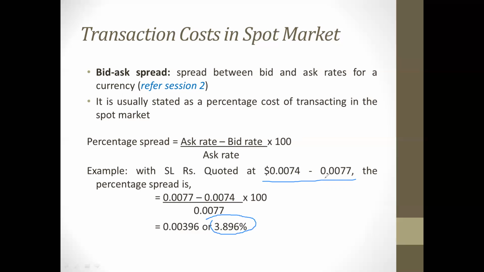So that's a simple explanation, right? They are buying at 74 and they are selling at 77. So your profit margin is nearly 3.9%, right? That's simple, right?